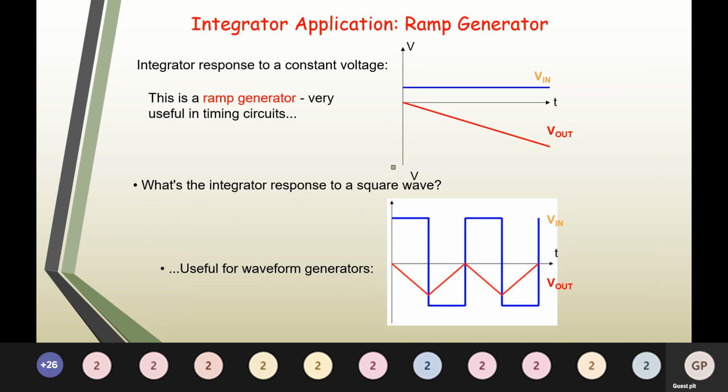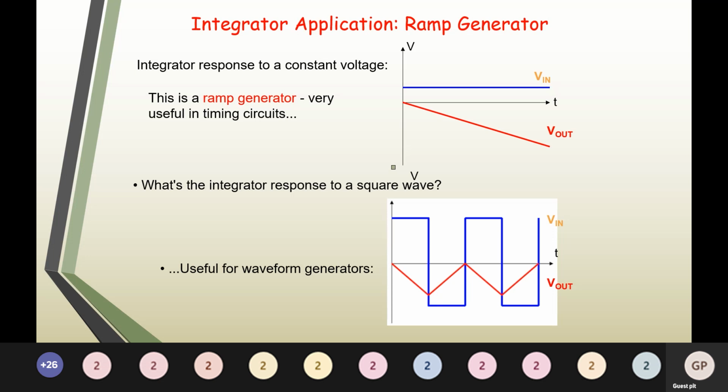Now, what is the main application of this integrator? As I said, an integrator circuit is one which is going to respond to the changes of the input voltage with respect to time, is it not? And we can use it specifically for generating a ramp signal. We can call this a ramp generator, which will be quite useful when we are designing timing circuits.